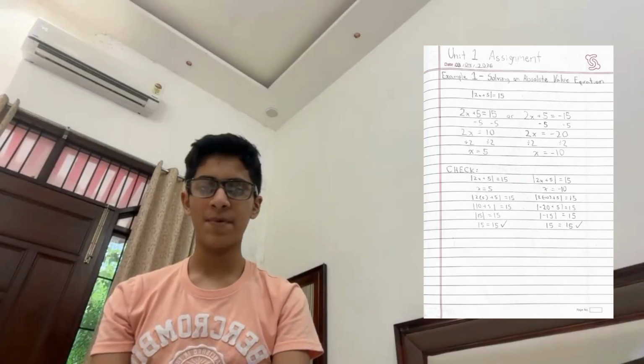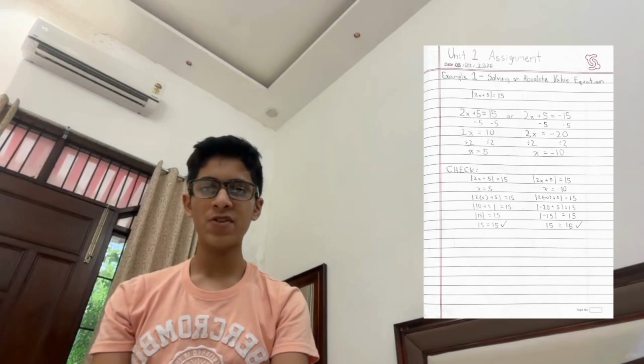Today, I'll explain two concepts from this unit. First, I'll solve an absolute value equation, then I'll show how to find and verify the inverse of a function. For my first example, I'll solve the equation the absolute value of 2x plus 5 equals 15.